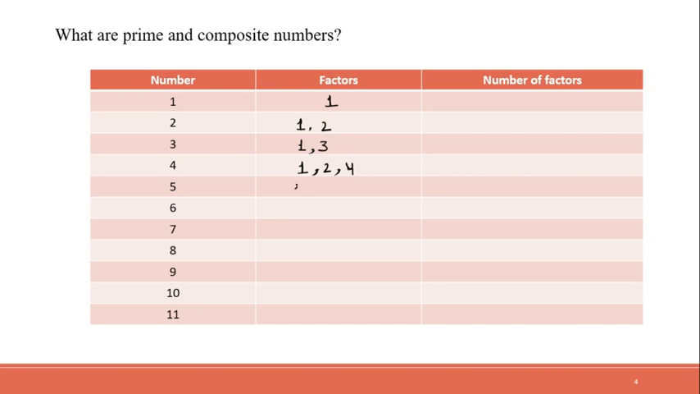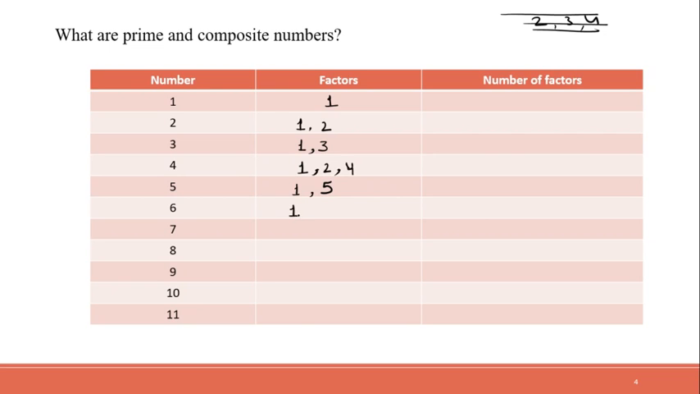Now come to 5. 1. If I divide 5 by 2, I'll get a remainder 1. Then if I divide it by 3, I'll get a remainder 2. What if I divide it by 4? Still I'll get a remainder of 1. That means 2, 3, 4 will not be the factors of 5. Okay. So the next number is 5, that is the number itself. So 5 will be a factor.